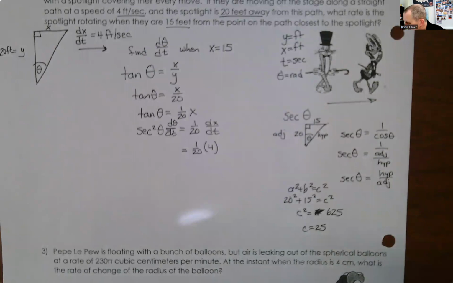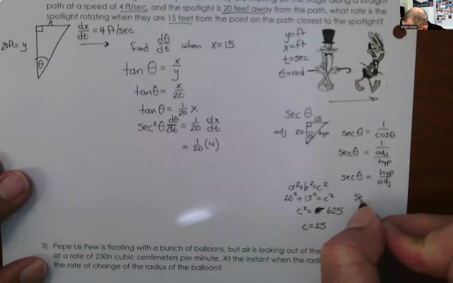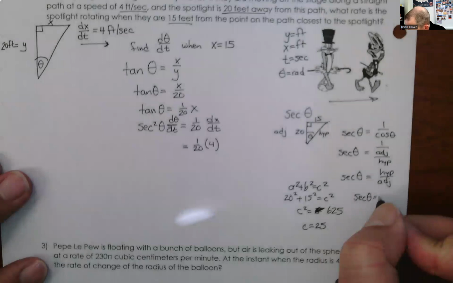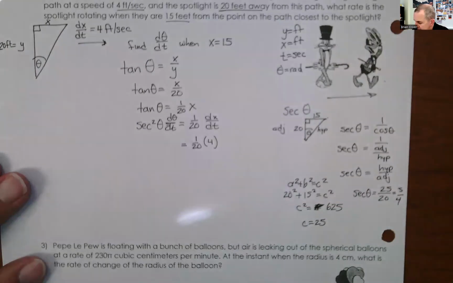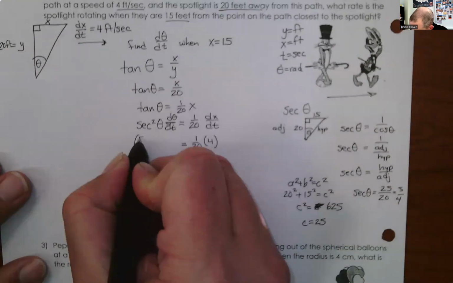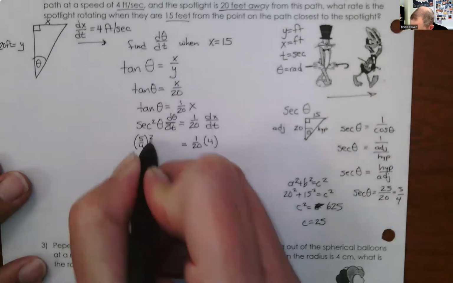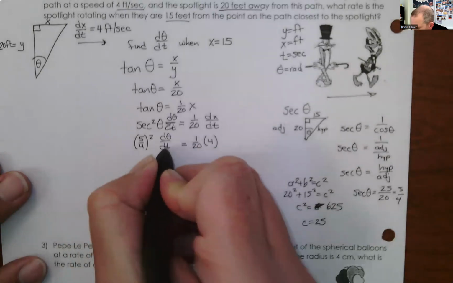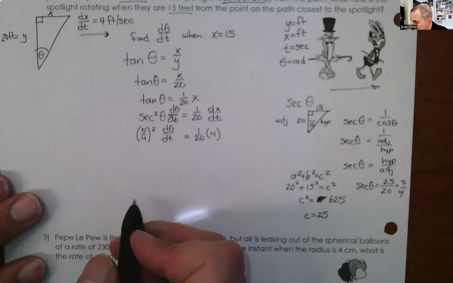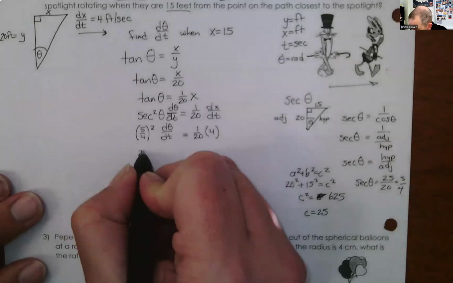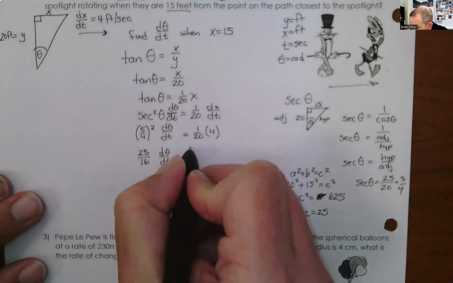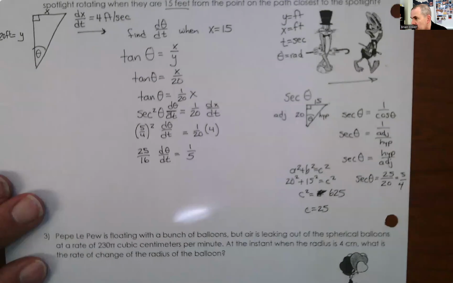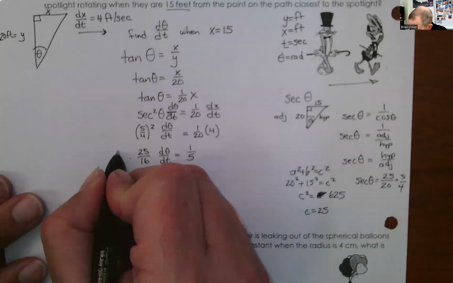So that tells me that the value of secant theta is going to be your hypotenuse 25 over your adjacent 20. If I want to make it simpler, it's 5/4. So that tells me that this value right here is going to be 5/4 the quantity squared times d theta dt. And then now I get into the algebra part of it. This becomes 25/16 d theta dt equals 1/20th times 4.